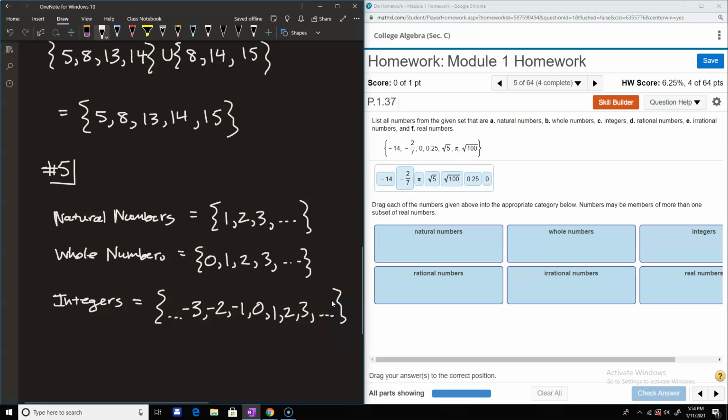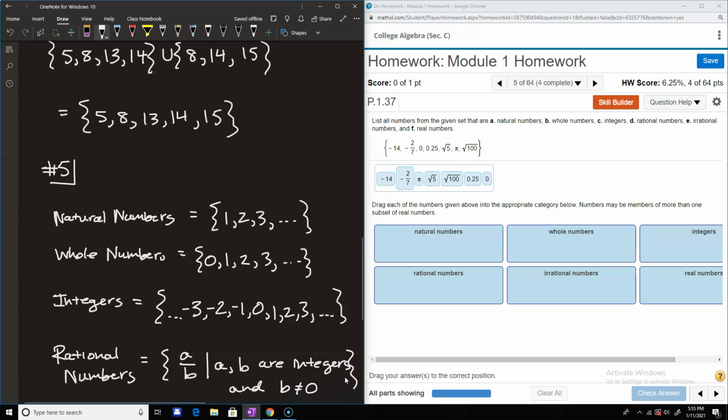The rational numbers is where they start to get a bit bigger. So the rational numbers, there's 2 ways to think about them. You can think about them as any number that can be written as a fraction. So you can think of them as all things of the form a over b, such that a and b are integers, and b is not equal to 0. Cannot divide by 0, so we need to include that as well. So that's one way to talk about the rational numbers.